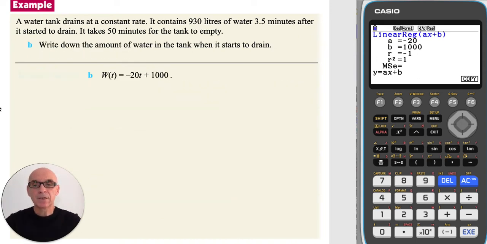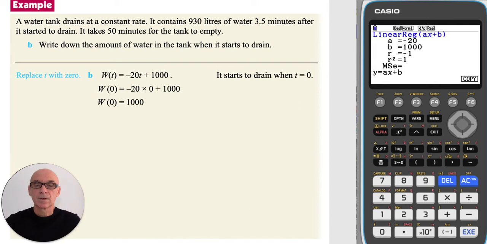In part B, we're asked to write down the amount of water in the tank when it starts to drain. Well, it starts to drain at the start, when t is 0, so we need to replace t with 0. This gives w equals 1000.